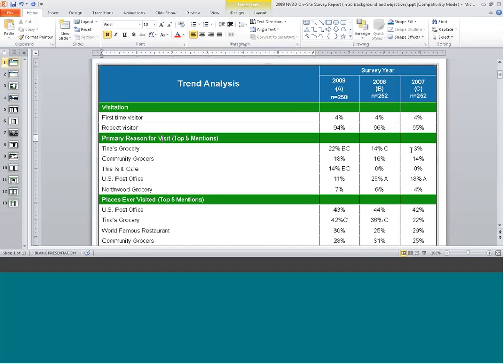Tina's Grocery has grown in importance in why people are visiting. It went from 3% to 14% to 22%. And we know that 22 is statistically different in 2009 than 2008 or 2007 because of the B and C, right? They did the detailed tabulations, B and C. So we know that's statistically different than 14 and 3, okay? But there are some other changes as well.